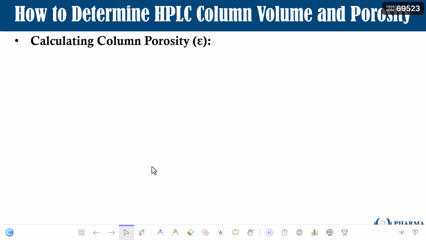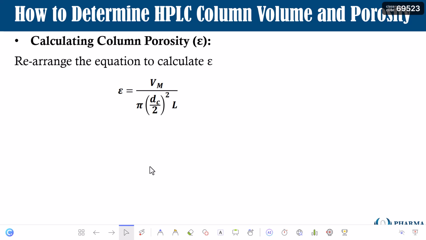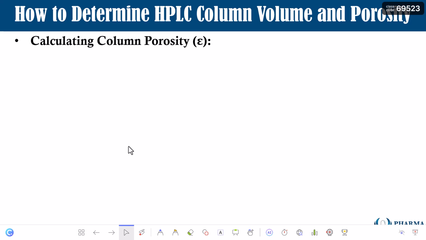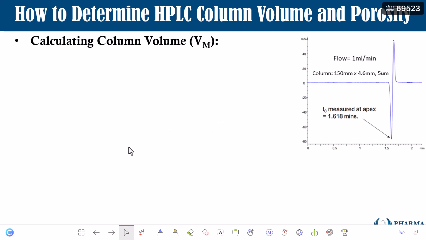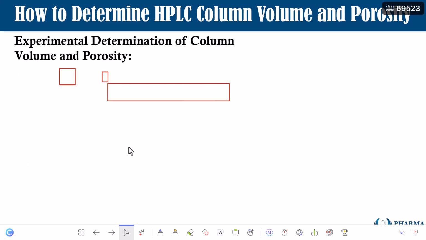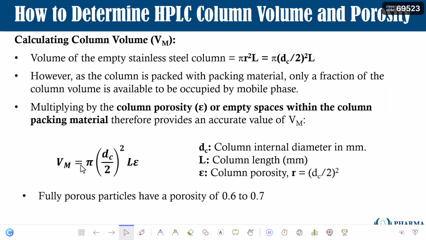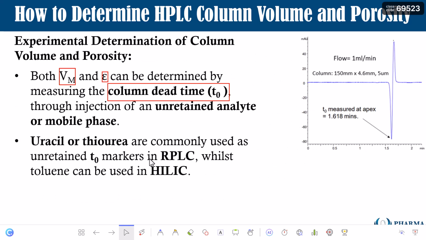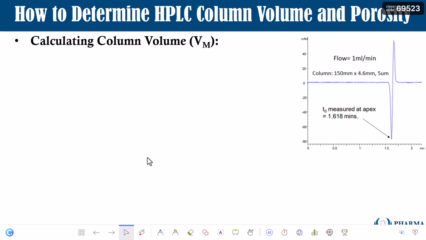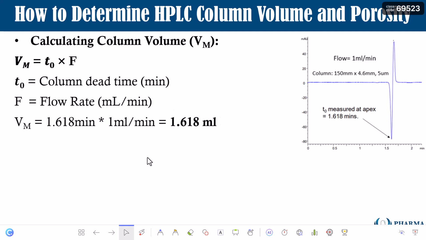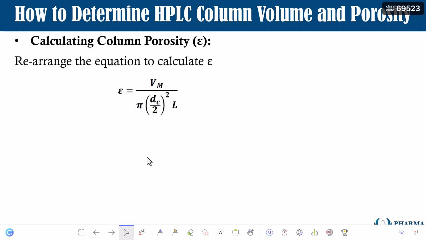Now, how can I understand the porosity? Here is the calculation. If you rearrange the calculation formula that you have seen, let me take you back. This is the calculation formula, where Vm is equal to pi and this entire term. So you can calculate epsilon, which is nothing but the porosity, by taking all these different terms onto the left side. I hope you understand the rearrangement of the calculation formula. Let us now come to the same page where we are going to calculate the porosity. This is the rearrangement, and epsilon is Vm divided by this entire factor.